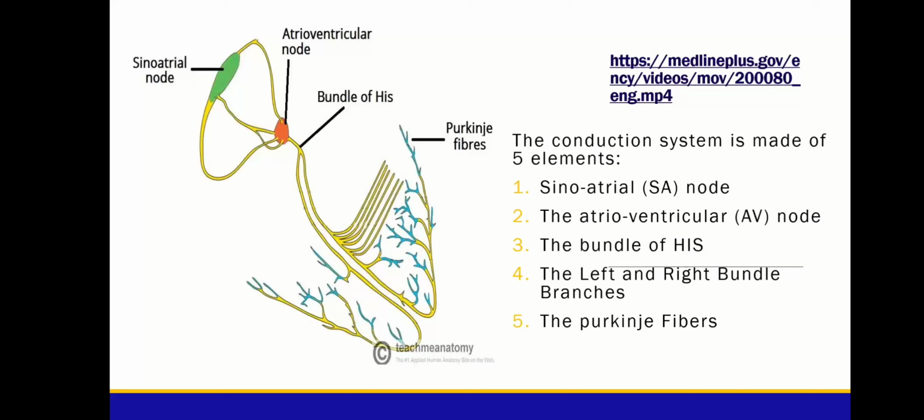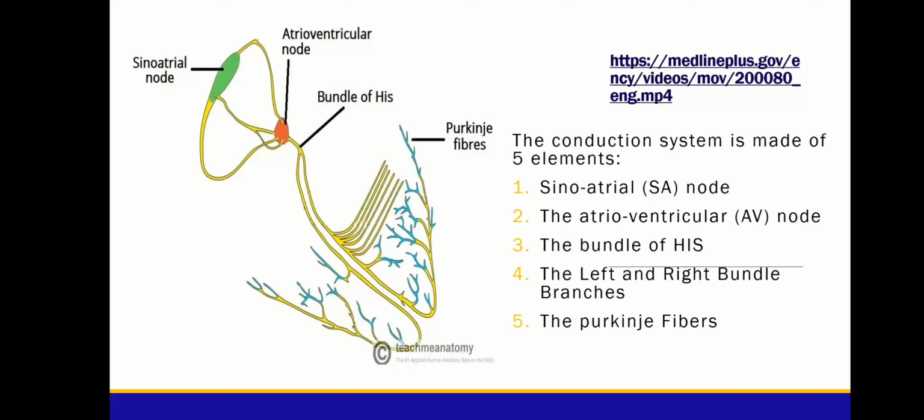The conduction system is made up of 5 elements. We start out with the sinoatrial node. As you probably know, the sinoatrial node is also known as the pacemaker of the heart. It's where the electrical impulses are initiated in a normal working heart. It's also, like I like to refer to, the boss or the captain of the ship, right?